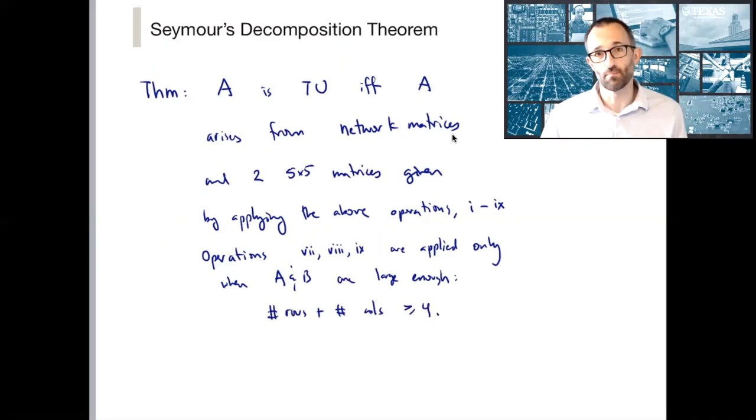And that's the story. So this tells us that essentially network flow matrices plus some operations give us all totally unimodular matrices, almost, and we get a complete statement when we add in the ability to use and combine those two 5x5 matrices.